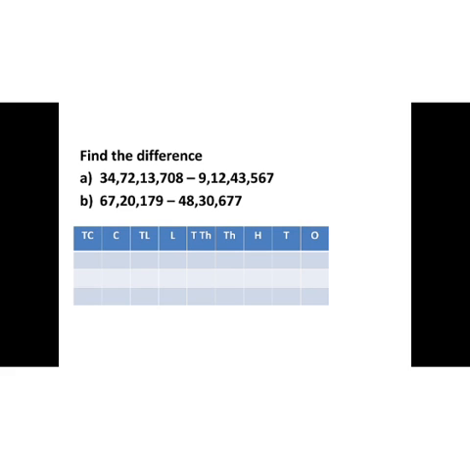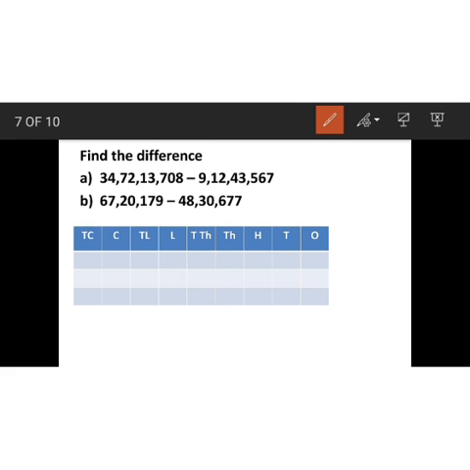Now let us do some examples to find the difference. The numbers are 34 crore 72 lakh 13,708 and 9 crore 12 lakh 43,567. We have to subtract 9 crore 12 lakh 43,567 from 34 crore 72 lakh 13,708. Now let's write it in columns.